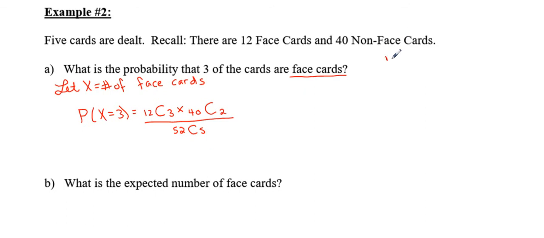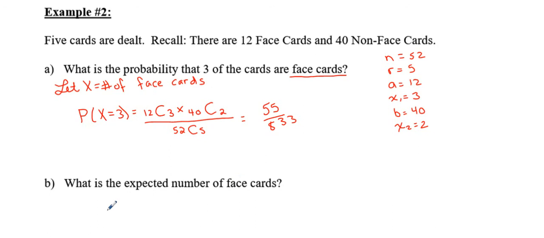So in this formula, N is equal to 52, R is equal to 5, A is equal to 12 because there's 12 face cards, X1 is equal to 3 because we want 3 face cards, B is equal to 40 because that's the other group, which is non-face cards, and X2 is equal to 2, because if we're choosing 5 cards and 3 of them are face cards, that means 2 of them are non-face cards. And that works out to 55 out of 833.